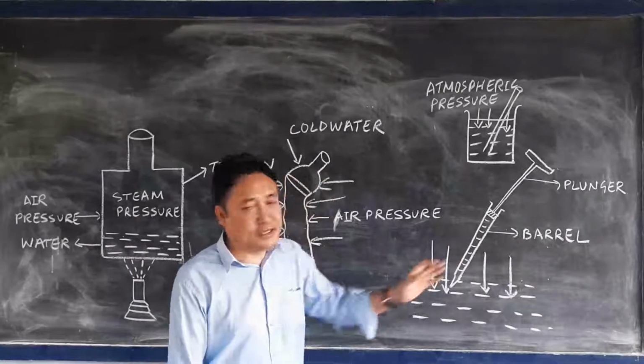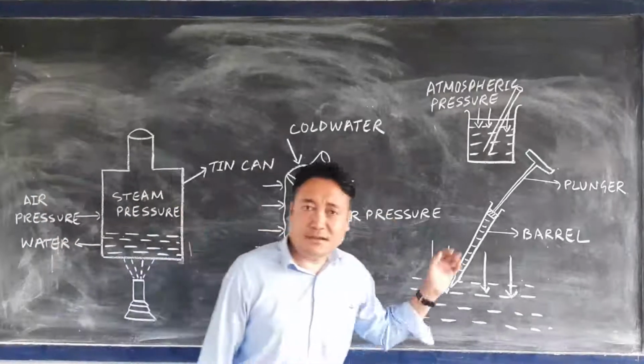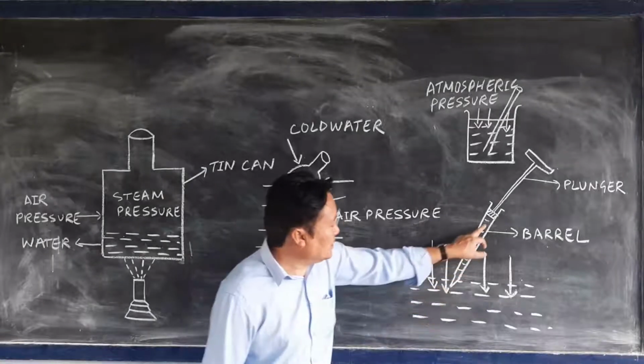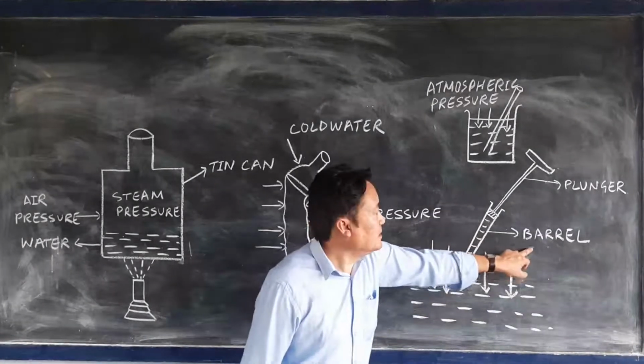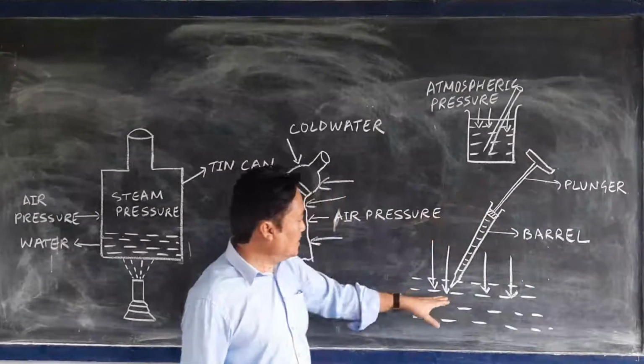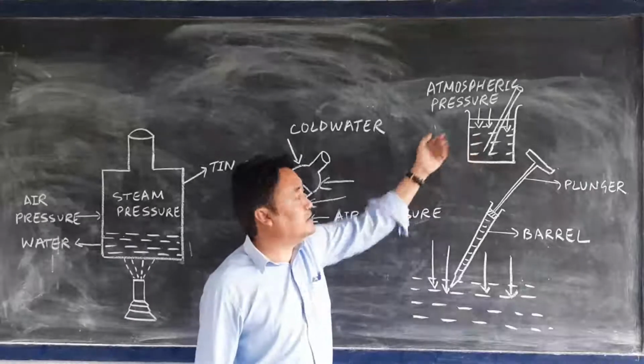The next one is here, that is, filling a syringe with a liquid. So this is the syringe here. Okay, this is known as the barrel, and there is a plunger. Okay, you just pull it. The plunger is here. Now this syringe also works the same as the straw.